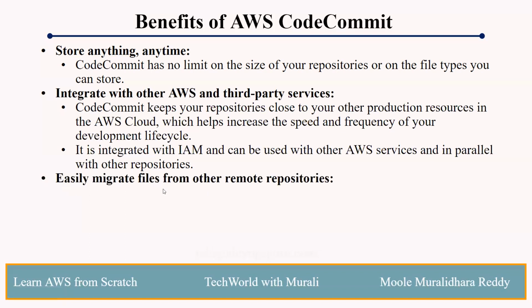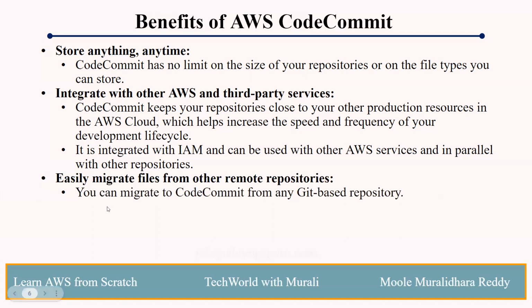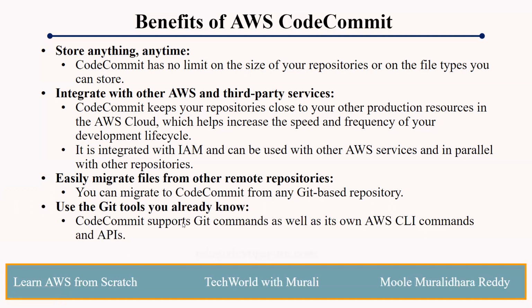Easily migrate files from other remote repositories. For example, if the project is already available in GitHub or GitLab and you want to migrate the code to AWS CodeCommit, you can do it. It is very easy. Use the Git tools you already know. CodeCommit supports Git commands, and its own AWS CLI commands and APIs are also available. When you use AWS CodeCommit, we majorly use the Git related commands only. That means Git clone the repository, add, commit, push, everything will work.